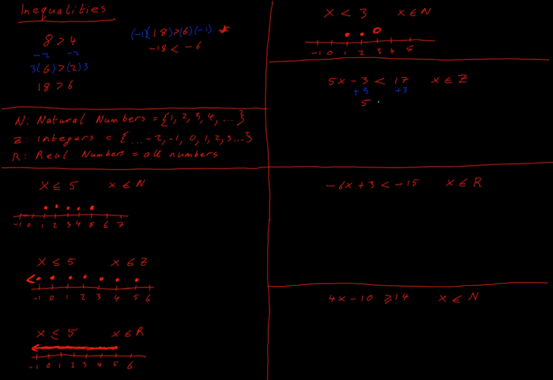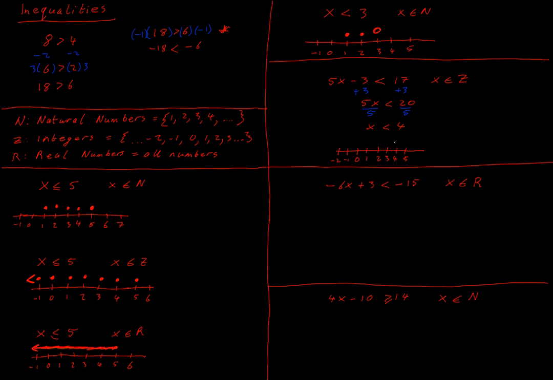So 5 times a number is less than 20. I want to know what the number is going to be less than, so I'm going to divide both sides by 5. So x is less than 4, and x is an integer. So I can draw that in. I'm going to draw that now. So x is going to be less than 4, and x is an integer.